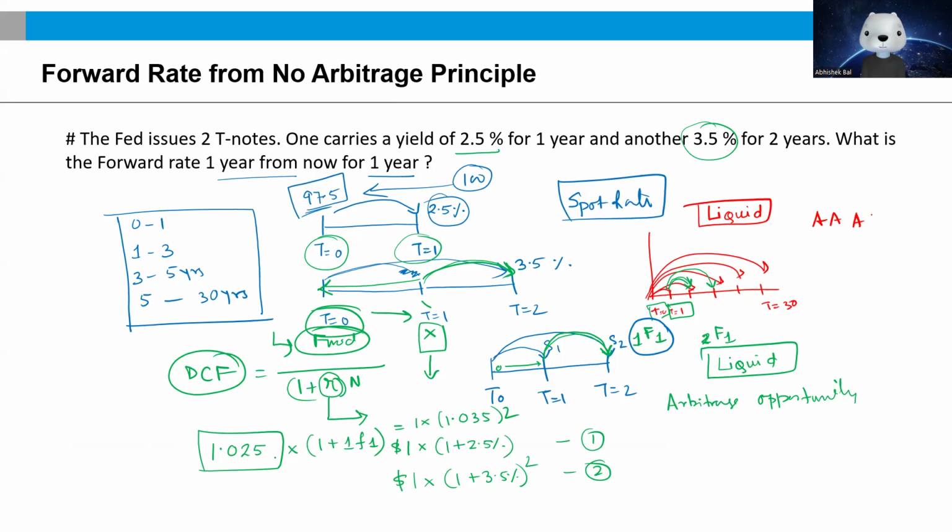Okay. All that I'm saying is that this equality must hold, which says that in a perfectly free liquid market, if you invest in the security for 1 year, earning you 2.5%, and then you encash that security or take that full yield and put this as part of principal for one more year at some forward rate which we are not aware of.